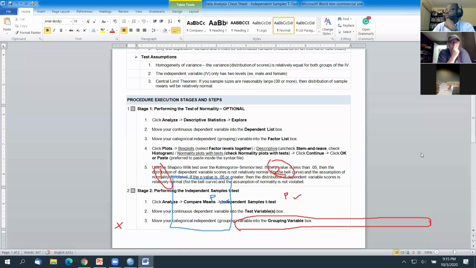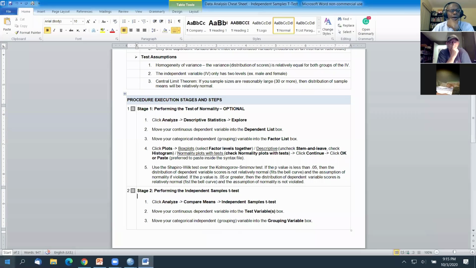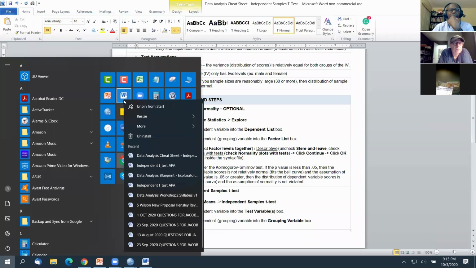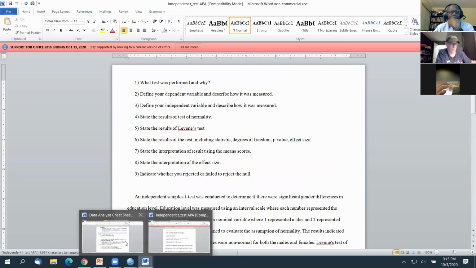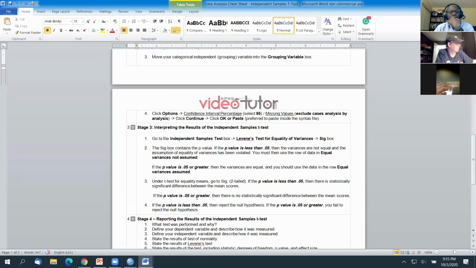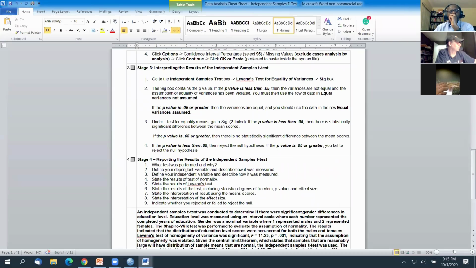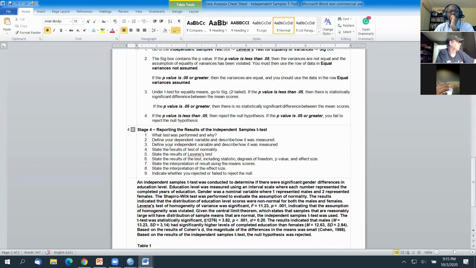So let me just clear this. All right. So to write the results, on our cheat sheet, this says this on our cheat sheet. So to write the results, we have to answer a couple of questions. These are the questions that you have to answer in order to write good results. First thing you're going to say is what test was performed and why. That's the first thing you're going to write in your report.